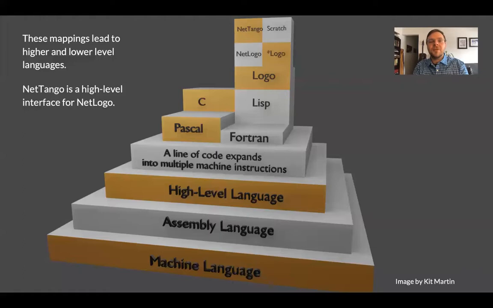So machine language is exactly what we tell the computer to do, and assembly is just above that. Eventually, you get a division. A line of code expands into multiple machine instructions. And there's lots of examples of these higher level languages, Pascal and C, Fortran, and then the Lisp family. In the Lisp family, you have Logo, StarLogo, Scratch, NetLogo, and now the interface, NetTango. So NetTango is a high-level interface for talking to NetLogo.